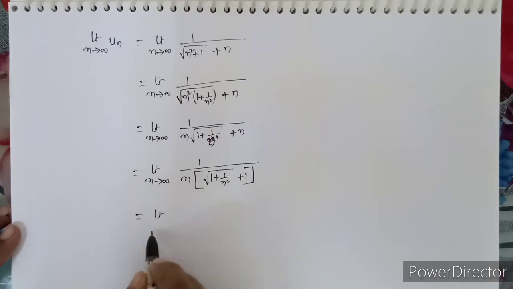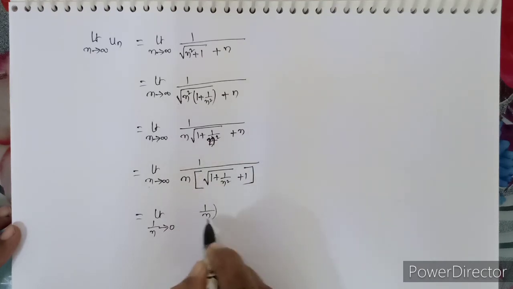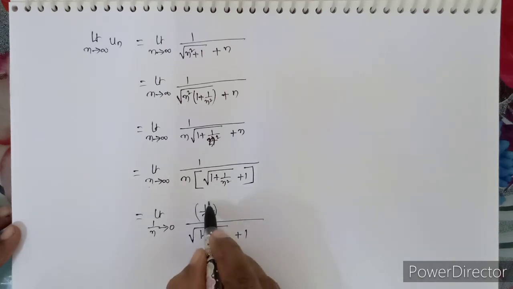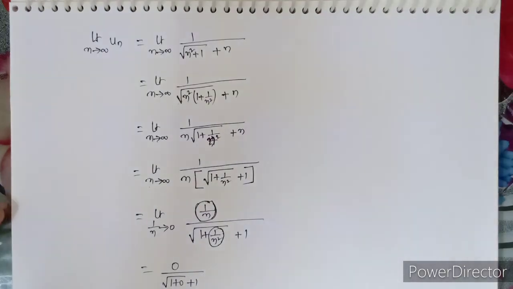Limit n tends to infinity means 1 by n tends to 0. We write this as (1 by n) by (root of 1 plus 1 by n square plus 1). Now 1 by n tends to 0, therefore this is 0 by root of 1 plus 0 plus 1, that means 0 by 2 gives 0. Therefore, limit n tends to infinity u_n is 0. This is the second condition of Leibniz test.